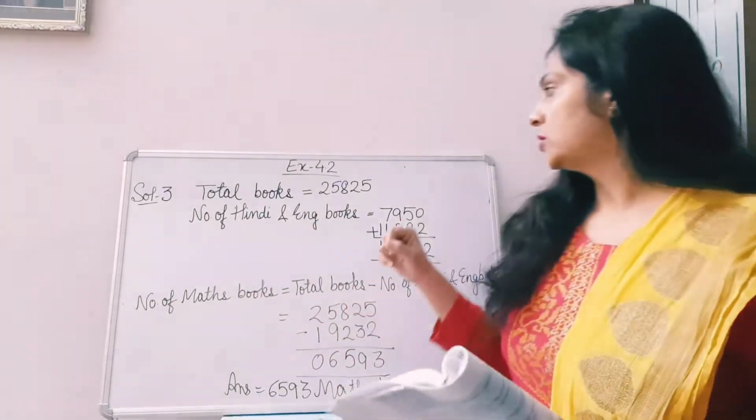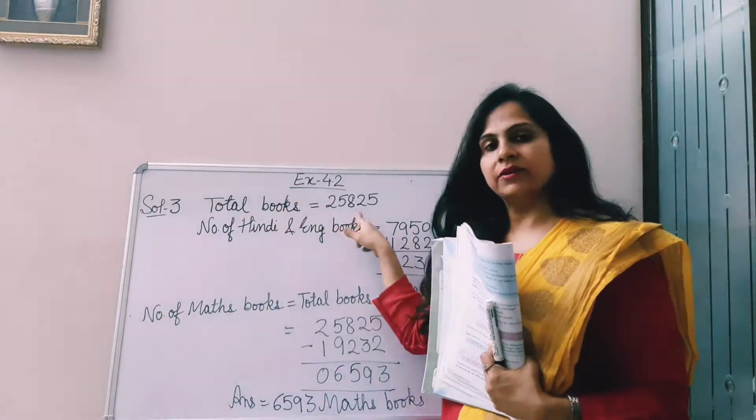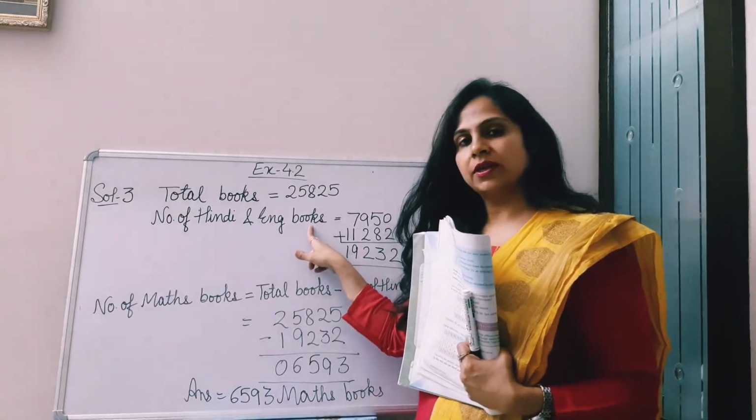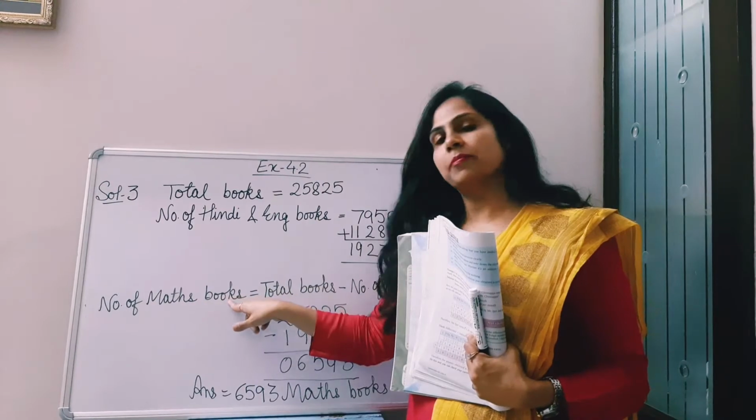Question number 3 is, a school library has 25,825 books. There are 7,950 books of Hindi literature, 11,282 books of English literature, and the rest are maths books. How many books of maths are there in the library? First of all, get an idea of what is given. In this question, total books are given, the number of Hindi books is given, and the number of English books is given, and we have to find the number of maths books.